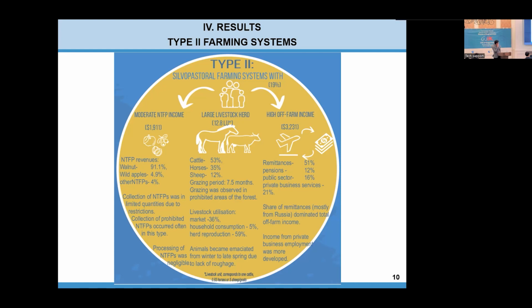Among the farm types, they had the highest off-farm income. Remittances also dominated among all non-agricultural income sources. As in the other two types, the migrants were mostly from Russia. Income from private business and employment was generally low in all three villages, but in this case was much better, because of tourist attractions like Sarıçelik Lake and the Padişata pilgrimage place, which attract tourists from the closest cities like Osh and Jalal-Abad.